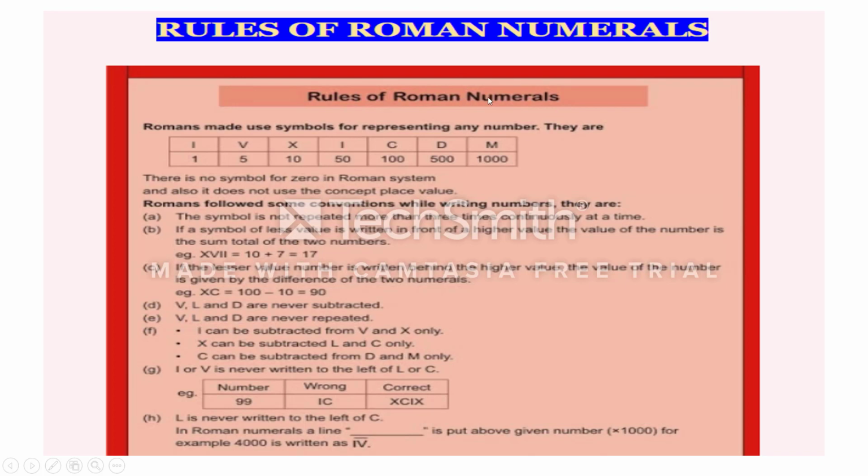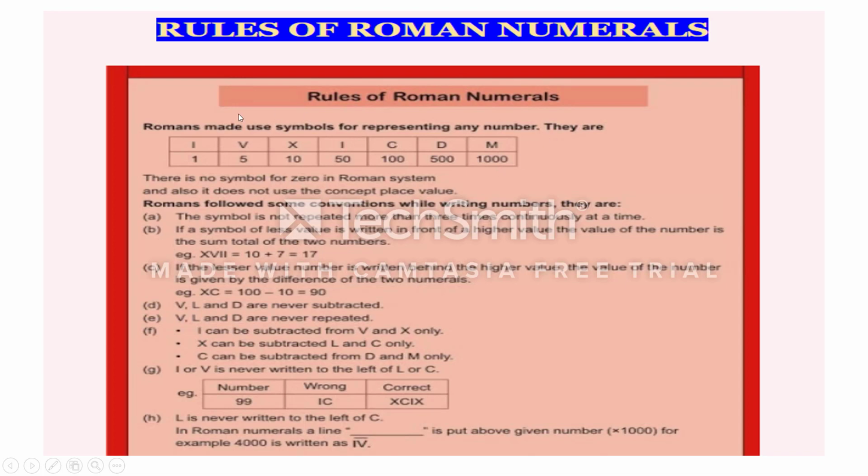For Roman numerals, we use alphabetical symbols instead of numbers. I stands for 1, V stands for 5, X stands for 10. Then here for L, children, this is a mistake. Here L should be the number, I will correct it. L stands for 50, C stands for 100, D stands for 500, and M stands for 1000.